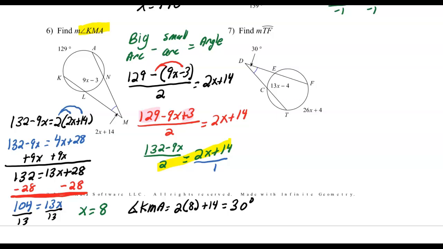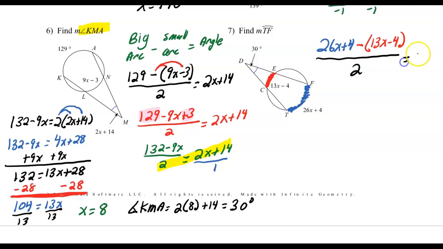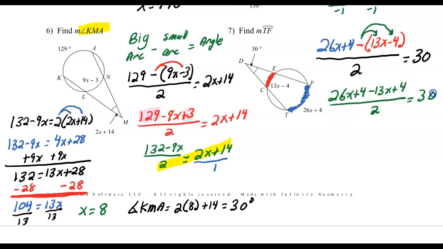So for problem number 7, we're going to again do the big arc in blue. So 26x plus 4 minus the little arc, 13x minus 4. We're going to divide that by 2, and that should be equal to the angle. Again, make sure you distribute this negative. That's the most common mistake. So 26x plus 4 minus 13x plus 4 over 2 is 30.